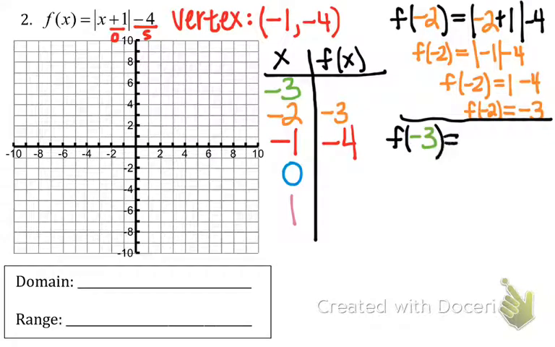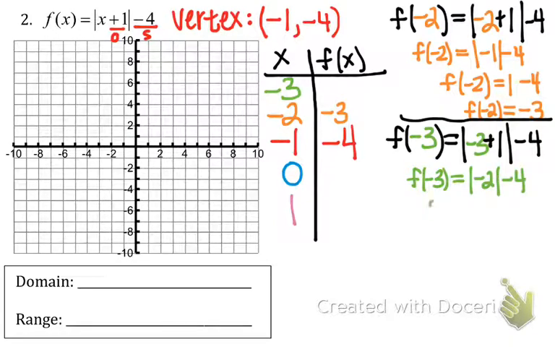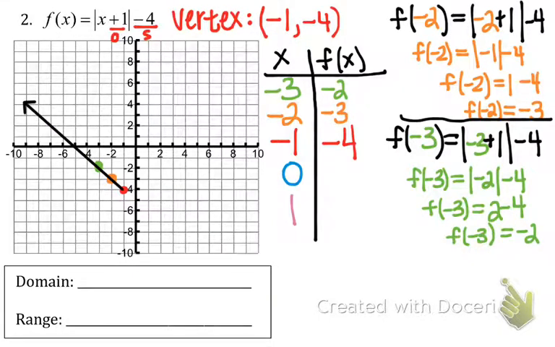Now we're going to do our negative 3 x-coordinate, plug that into the original. So f of negative 3 is equal to the absolute value of negative 3 plus 1 minus 4. f of negative 3 is equal to absolute value of negative 2 minus 4. And we evaluate the absolute value of negative 2, which is positive 2. Finally, subtract 2 minus 4, and we have negative 2. So our f of x value for x is equal to negative 3 is negative 2. Now remember what we said about the last problem, that since absolute value functions are symmetrical, we can just plot these points first of all, and then duplicate across our line of symmetry.